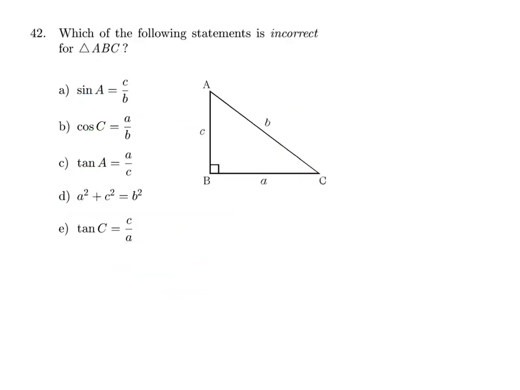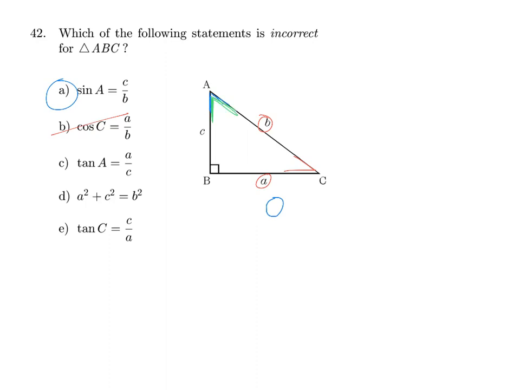Which of the following statements is incorrect for triangle ABC? Here I have angle A, and opposite is supposed to be a, so that one's incorrect. What about cosine of C? Cosine of C is adjacent, which is a, over hypotenuse, which is b. That's good. Then I have tangent of A.